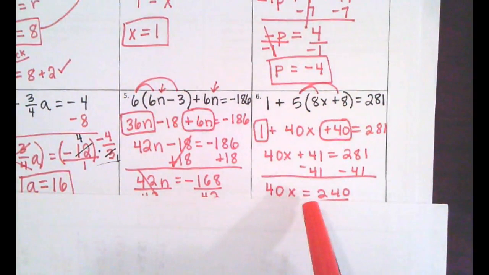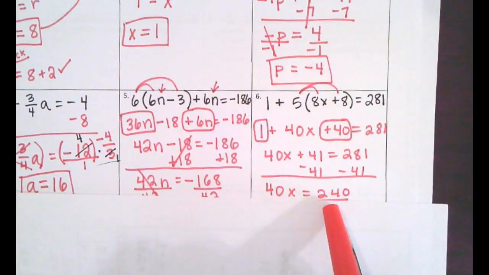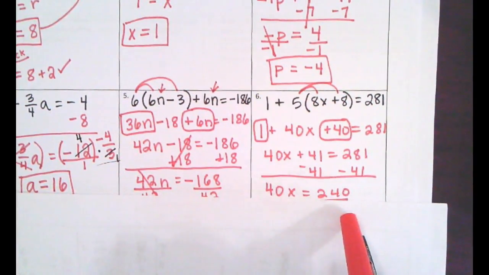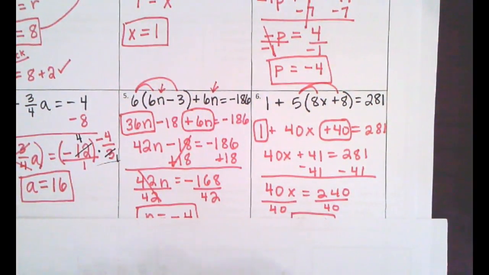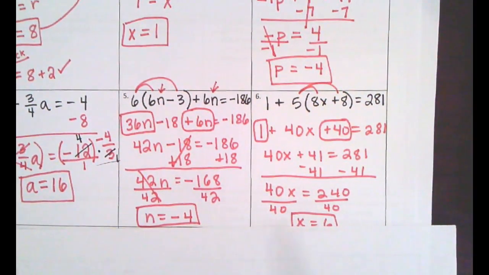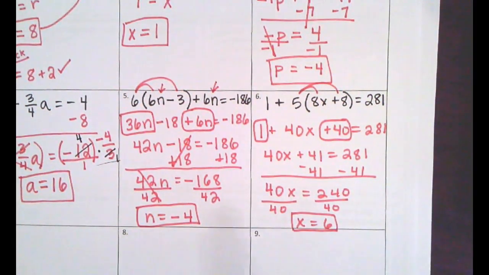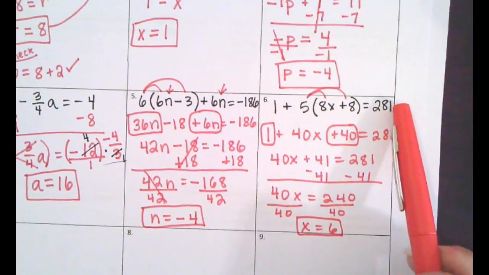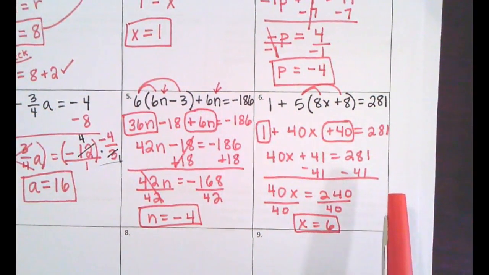Once I got 40x equals 240, 40 was multiplied to x, so I divided both sides by 40. 240 divided by 40 gave me x equals 6. After I finished, I went ahead and plugged 6 back into the original problem, and it checked off equaling 281. 6 is the answer. I hope you got it right.